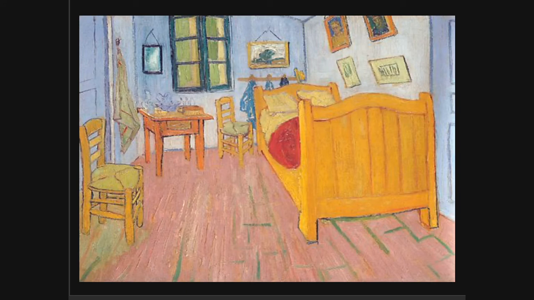This painting by Vincent van Gogh. Things are being emphasized. Your eye is drawn over generally to the right-hand side, over towards the corner of the bed. The bed is kind of dominating. We have this asymmetrical balance. So we have that bed over on the right-hand side.